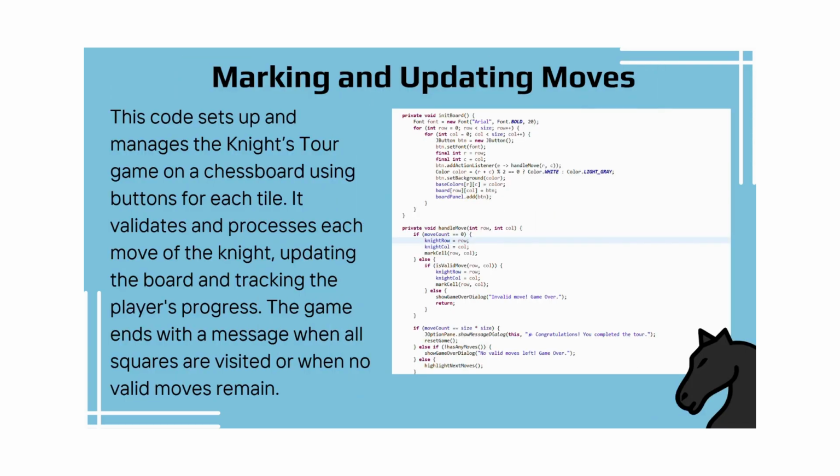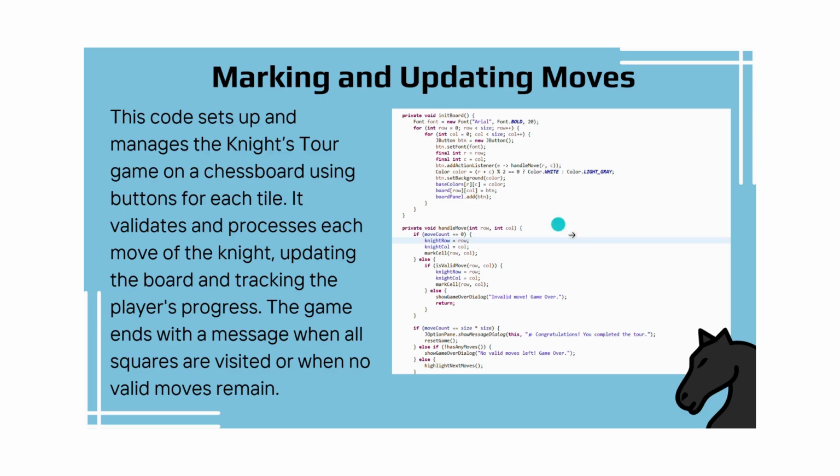Next is the marking and updating moves. This code sets up and manages the Night Store game on a chessboard using buttons for each tile. It validates and processes each move of the knight, updating the board and tracking the player's progress. The game ends with a message when all squares are visited or when no valid moves remain.